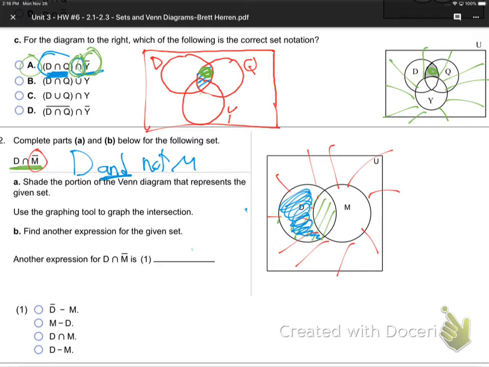They just want you to shade that. I just used the red and the green to lead up to that final answer. But the final answer is just shading here. Right? You good?